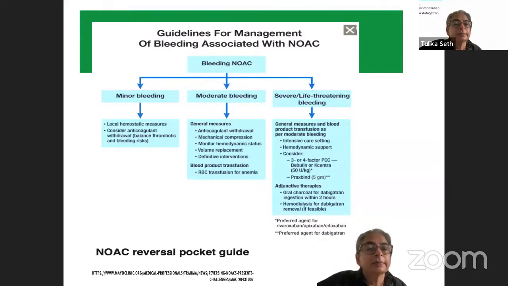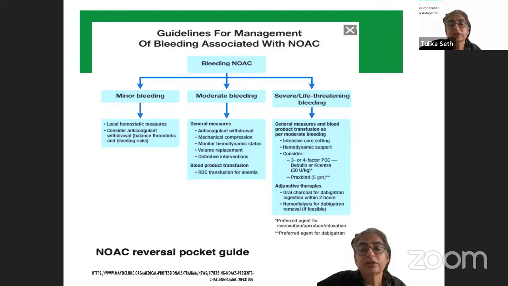If it's mild bleeding, then you maybe just hold the next dose. If there's moderate bleeding, then you obviously need to stop the anticoagulant. You may need to apply pressure. You may need to give fluids and replace volume, and you may need to even give a blood transfusion.